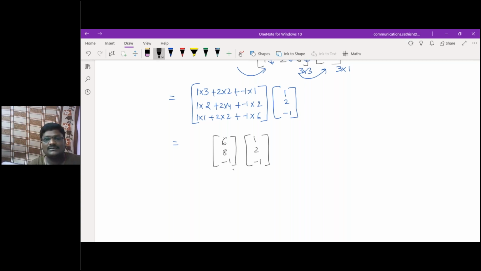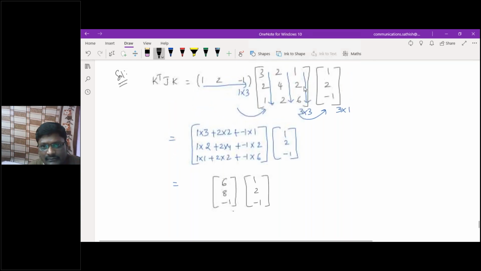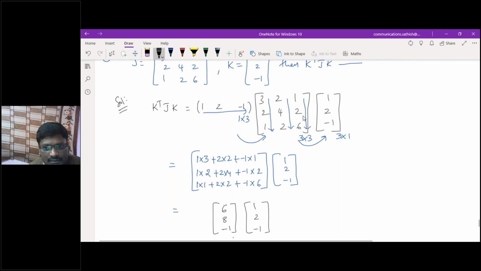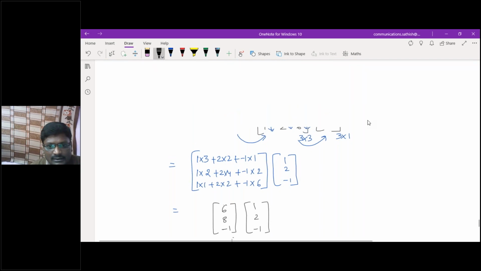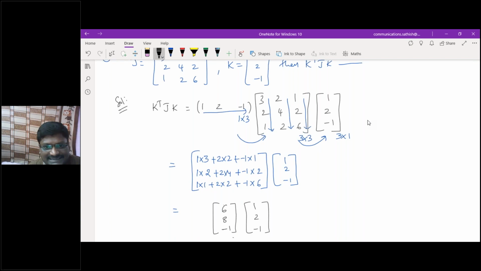Again, this is nothing but 3 rows with 1 column. The resultant is what? Sorry, I made a mistake here. Sir, you made a mistake at the top. Here only, sir. Here 1 by 3, K transpose. Yes, this is 1 by 3 and 3 by 3.